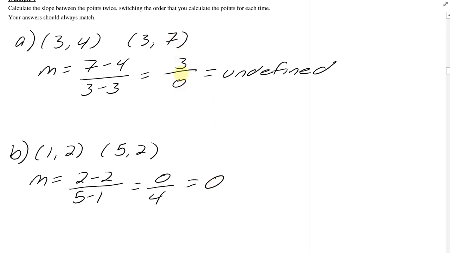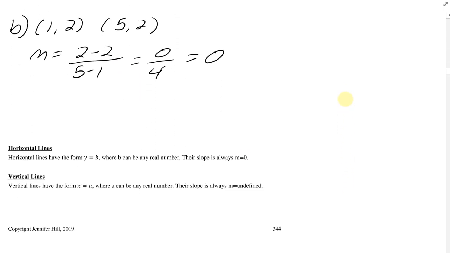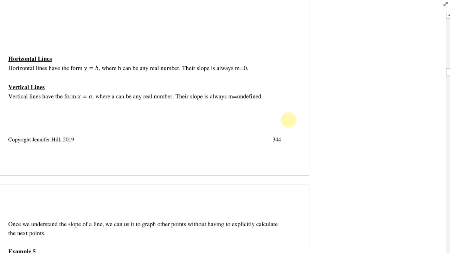And notice what this is actually saying. This is saying that you have some sort of rise, but you have no run. If I think of this as rise over run, some rise, 0 run. What is this one saying? No rise, but a run. So you can also think of what those lines will look like. So we could actually generalize this now.